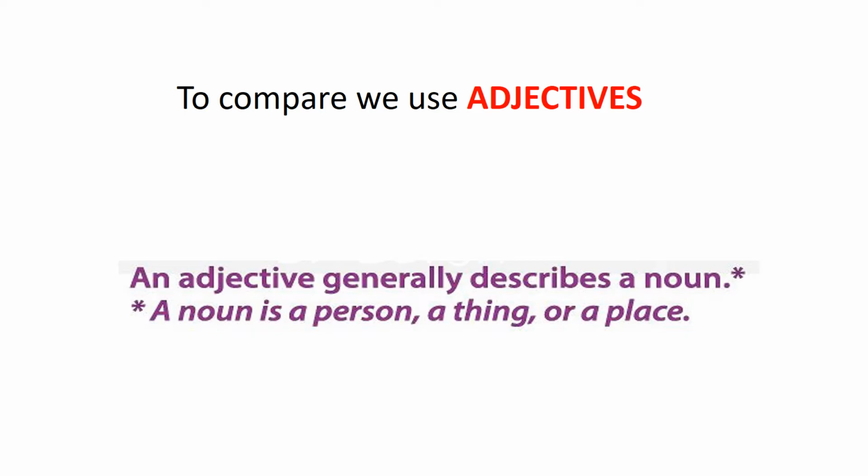When we want to compare elements, it is necessary to use adjectives. An adjective is a word that gives a description of a noun. It means that it gives us a characteristic of a noun. Some examples of adjectives are interesting, beautiful, lazy, tall, short, good, etc.